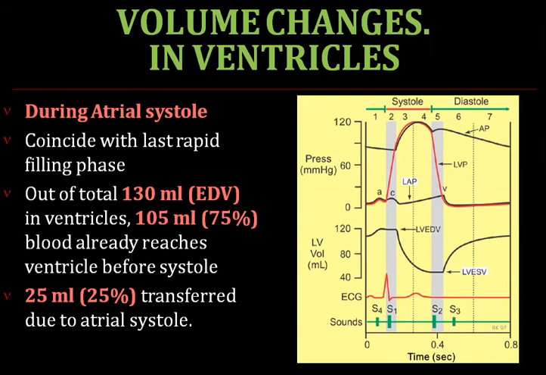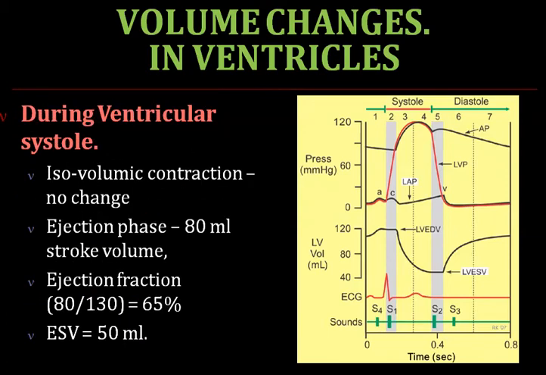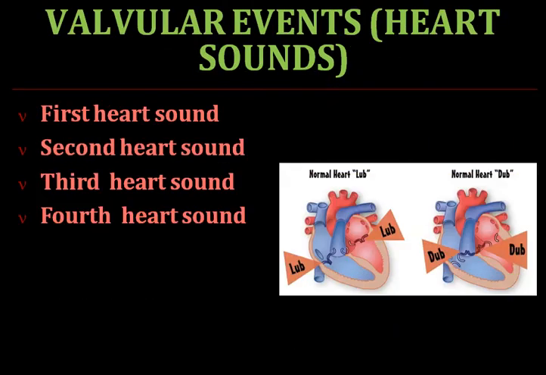Atrial systole coincides with the last rapid filling phase. Out of the total 130 ml in the ventricles, 105 ml, or 75% of the blood, has already reached the ventricle before the systole. The remaining 25 ml, which means 25%, is transferred due to the atrial systole. During ventricular systole, isovolumic contraction causes no change in volume, and the ejection phase gives an 80 ml stroke volume. Ejection fraction, which is 80 divided by 130, is 65%, and ESV is equal to 50 ml.